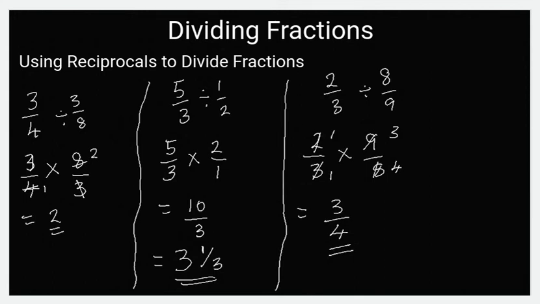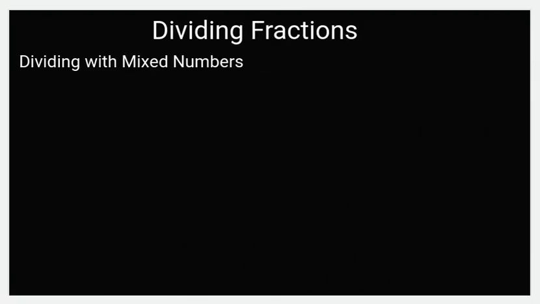Okay, I hope you now understand how to divide fractions using reciprocals. Let's try with mixed numbers, dividing mixed numbers. Okay, so you have 6 1/2 divided by 2 1/2. Okay, so with mixed numbers, you turn them to fractions, improper fractions, and then you begin to divide. 6 times 2, 12, 13 over 2, divided by 5 over 2.